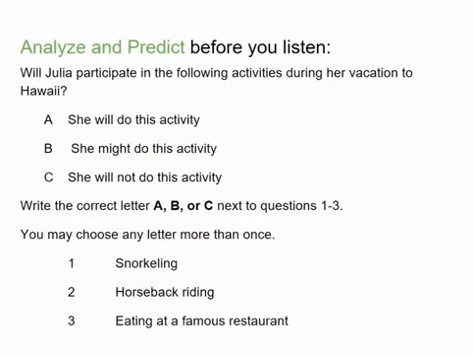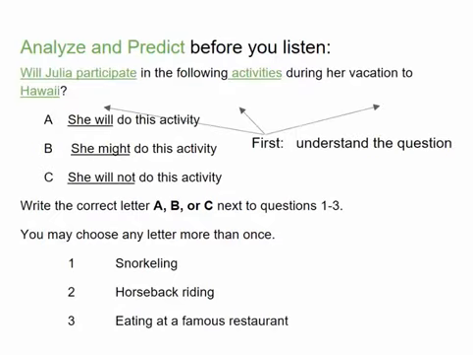All right, now let's analyze our sample set of questions here a little bit to think about how you might approach a question set like this as you're analyzing and predicting before you listen to the speakers. First of all, we talked about understanding the question. Okay, so in this case, it's important to know the key words, the things you're supposed to listen for. In this question set, I underlined, will Julia participate? And I underlined activities and also Hawaii, okay? We're supposed to listen for these activities and whether Julia will participate in them or not.